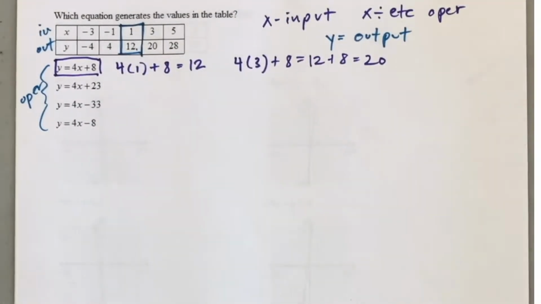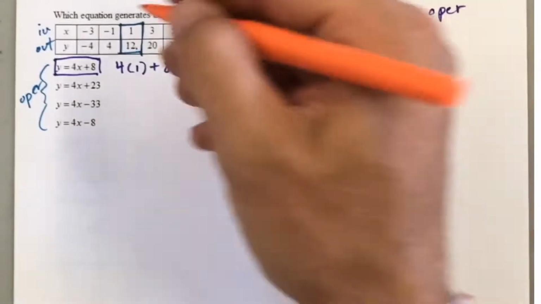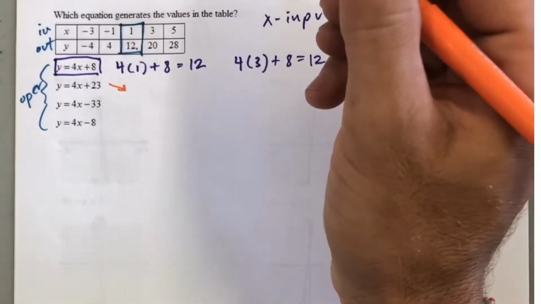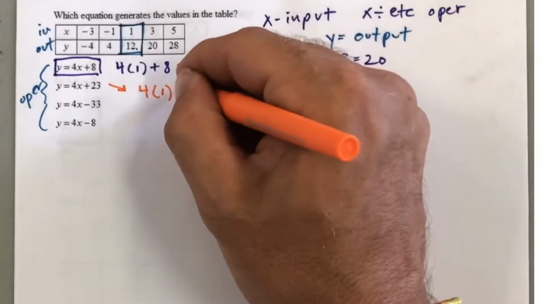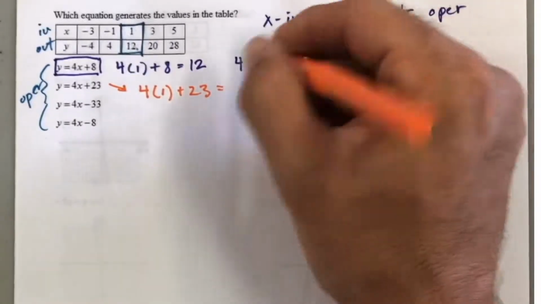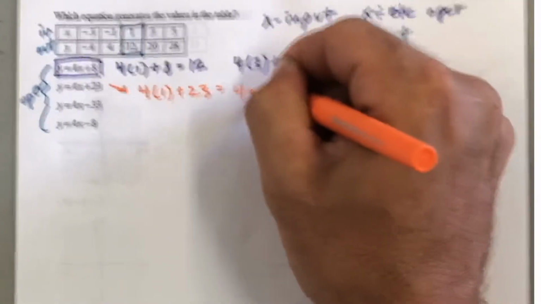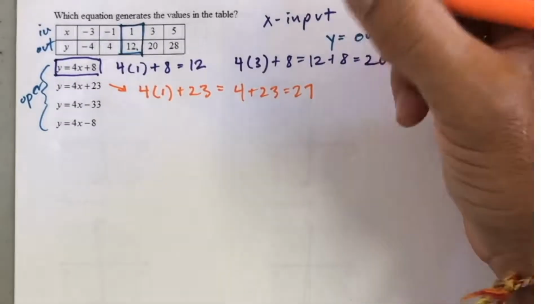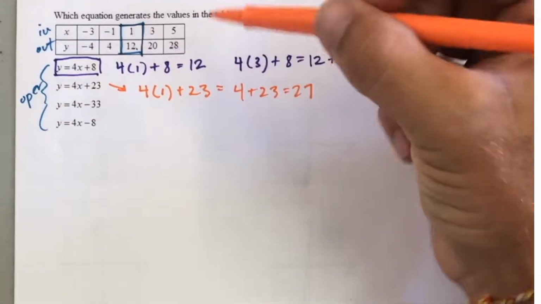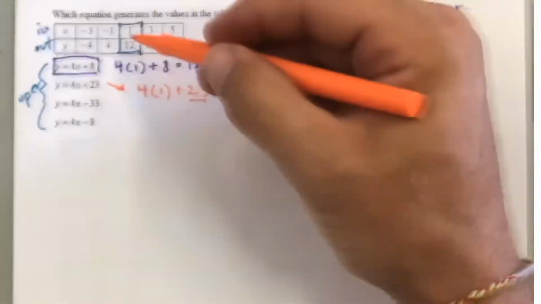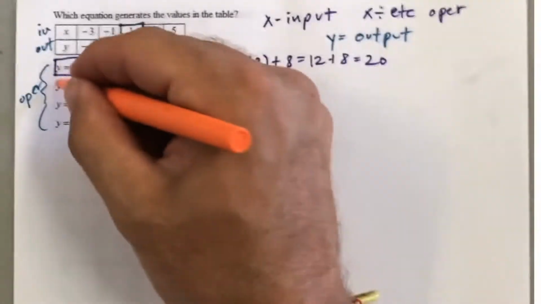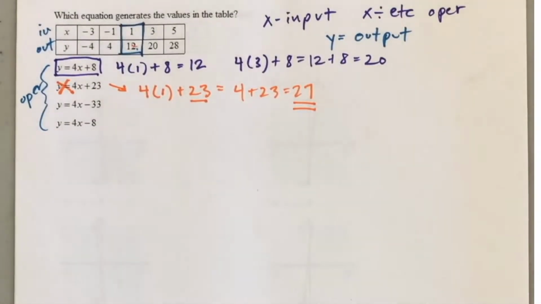Now, as an example to show you the idea of functions that aren't working properly, if I put 4 times 1 here plus a 23, I would get 4 plus 23, 27. And you see that my input did not give me an output of 12, it gave me an output of 27. So I know that this is not something that's functioning properly.